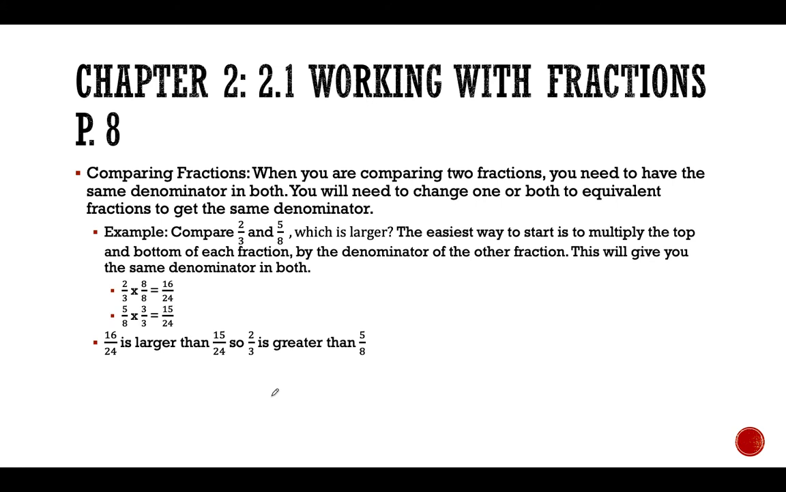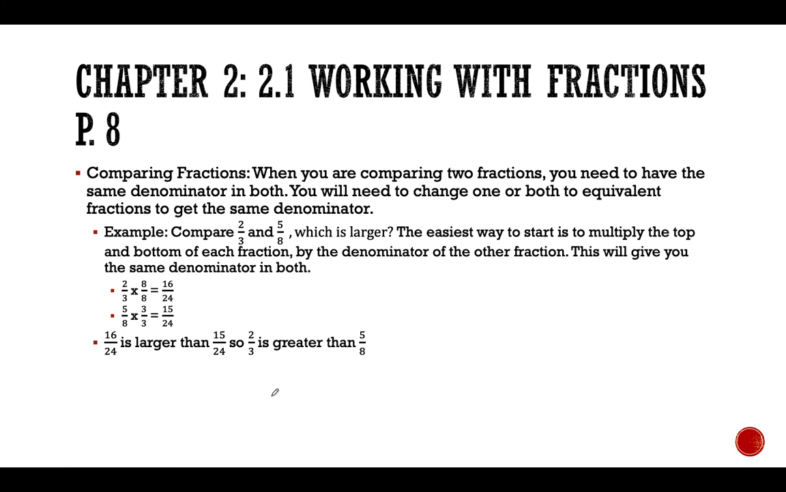Comparing fractions. When you compare two fractions, you have to have the same denominator in both in order to be able to compare them. So you'll have to change one or both to an equivalent fraction that has the same denominator. Compare 2/3 and 5/8, which is larger? Well, you don't know. They have different denominators, so we need to make both of them have the same denominator. The easiest way to do this is to multiply a fraction by the denominator of the other fraction.